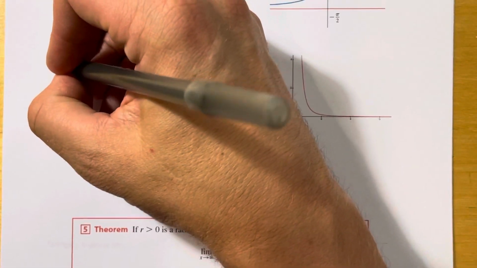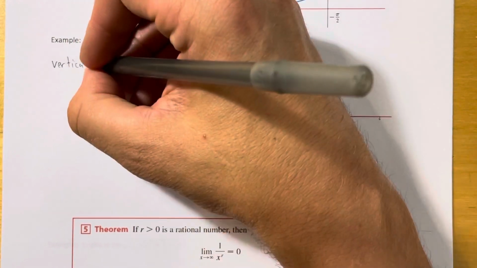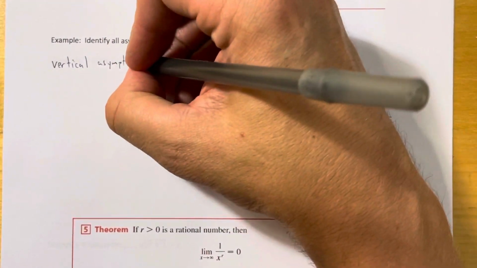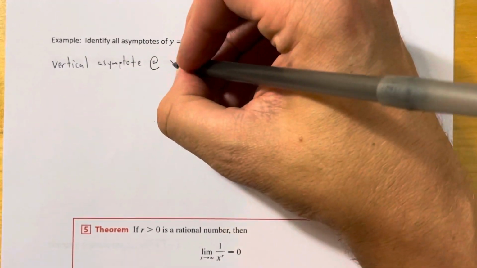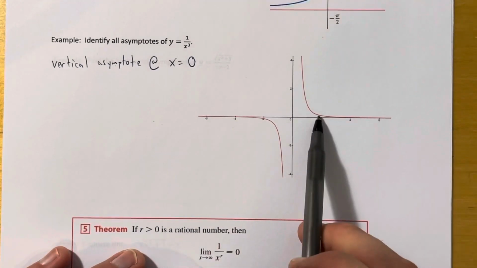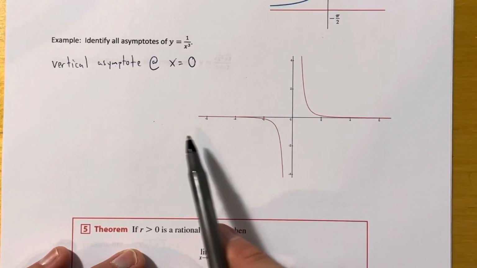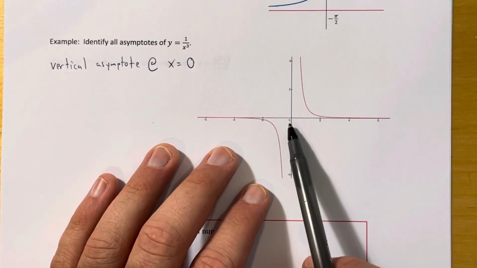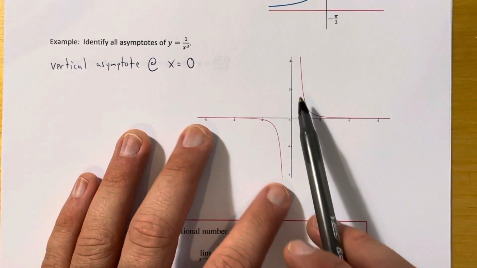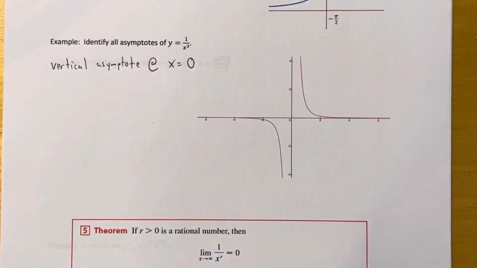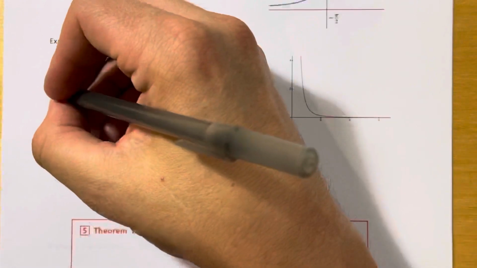I'm going to say vertical asymptote at x equals 0. Now, a vertical asymptote is a description of local behavior. I don't need to go infinitely far to the right or to the left to see what's happening in this little region right here. I can see that my function is blowing up in either direction as we approach 0. Now, horizontal asymptote.